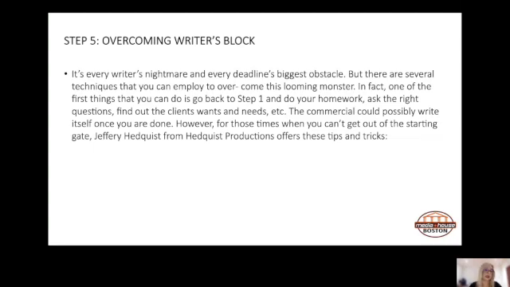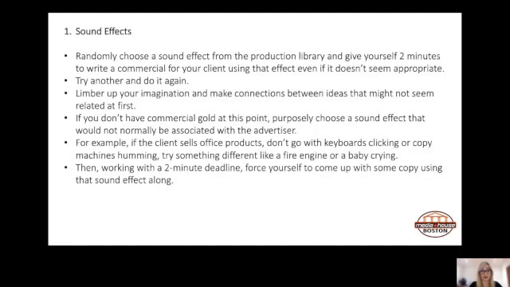So we've looked at some of the things that Jeffrey Hedquist has said before. So firstly, what he says is, he speaks about sound effects. Randomly choose a sound effect from the production library and give yourself 2 minutes to write a commercial for your client using that effect, even if it doesn't seem appropriate. Try another and then do it again. Limber up your imagination and make connections between ideas that might not seem related at first.